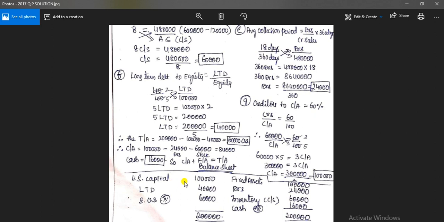Got it? So equity share capital is 1 lakh, which is there in the problem. Long-term debt is 40,000, which we found out. Sundry creditors, the balancing figure, is 60,000. Fixed assets are 1 lakh, debtors 24,000, and inventory, that is closing stock, 60,000, and the cash is the remaining out of the current assets. So the total is 2 lakh. Is that clear, students? This is the procedure for calculating ratios to prepare the balance sheet.